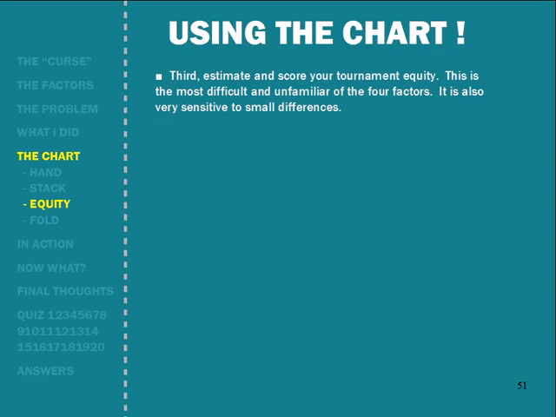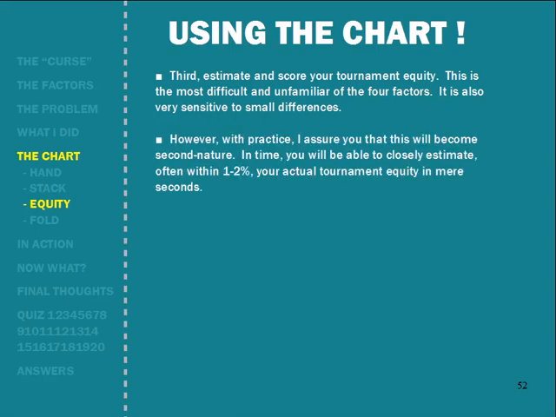And what we have at risk is our equity. So that's really something we have to think about: how much we're actually risking. Otherwise, how do you know if you're on the right side of the risk-reward equation? So it is the most difficult and unfamiliar of the four factors for many of my students. And it's actually the one that, when they learn it, I think they end up with the most improvement in their play. And I want to assure you, though, that even though it's a very difficult thing to get a handle on, eventually estimating and scoring your tournament equity will become second nature.